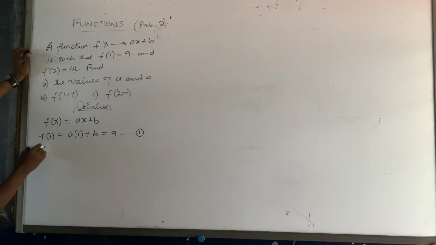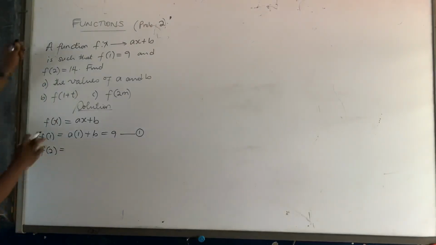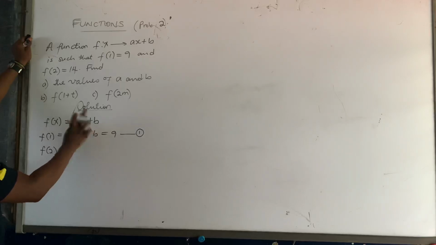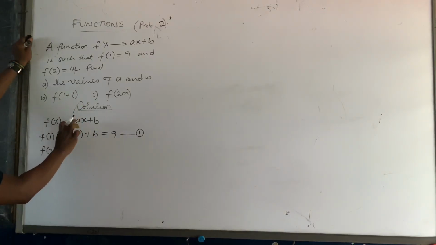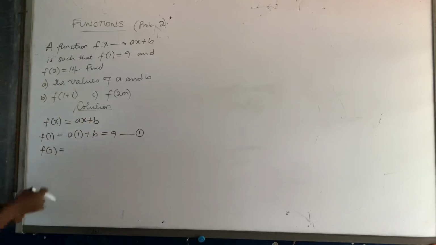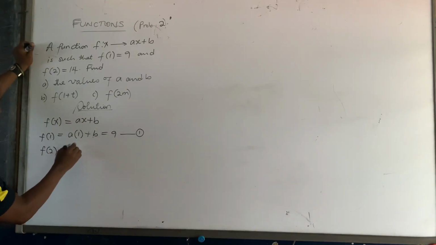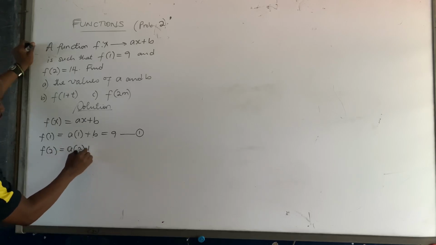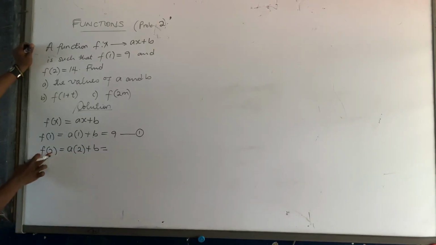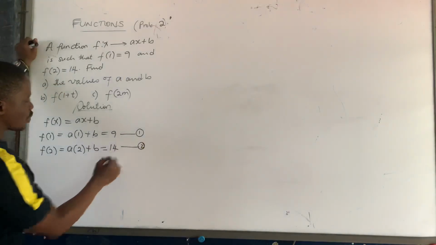We are given also f of 2 to be equal to 14. Originally, f of x is ax plus b. Mind you, a and b are constants. So if this x changes to 2, wherever we see x in the function, we write 2 instead. So we say a times 2, plus b. But f of 2 is equal to 14. This is the second equation.